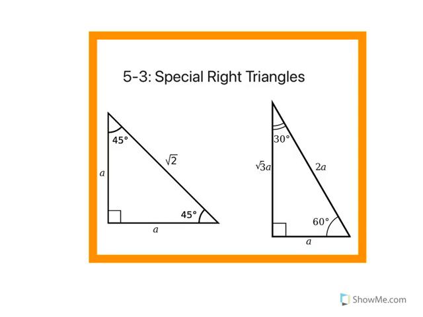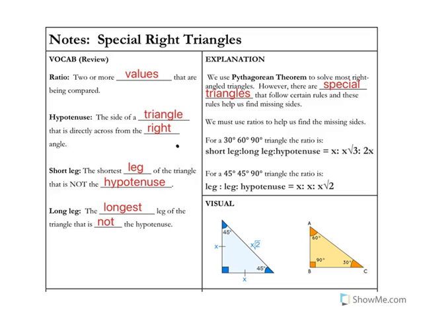Unit 5, Section 3, Special Right Triangles. All right, so let's go to our vocabulary right away. We are reviewing some words in our vocabulary today.